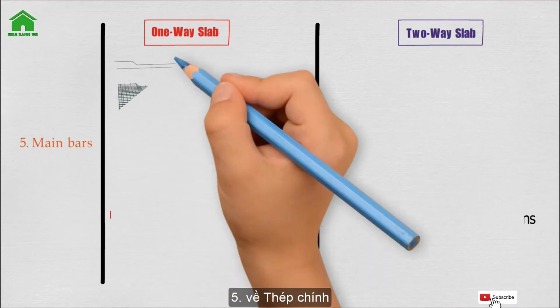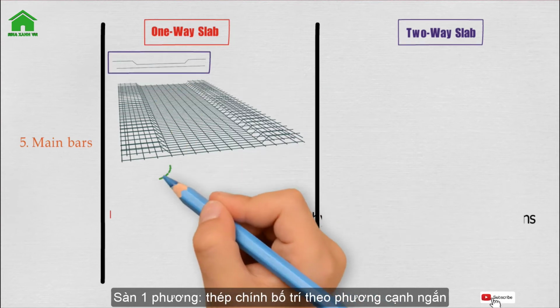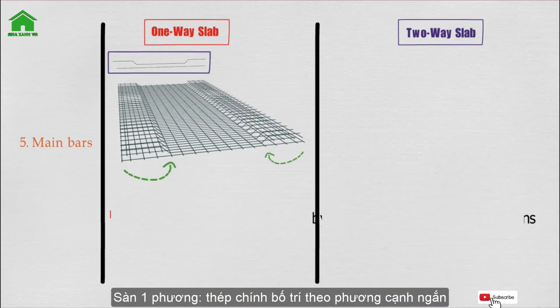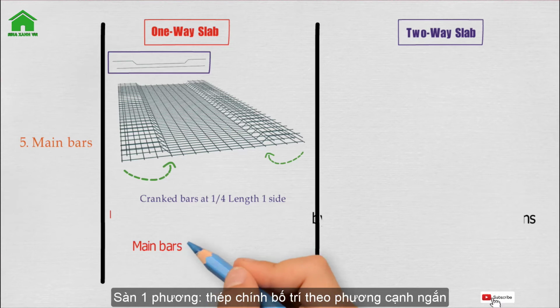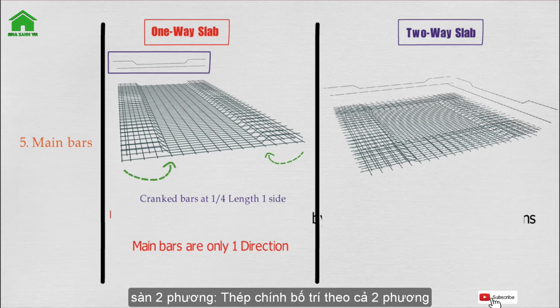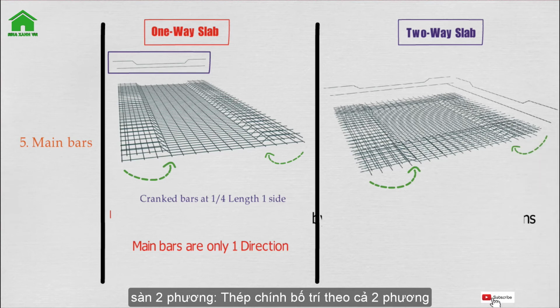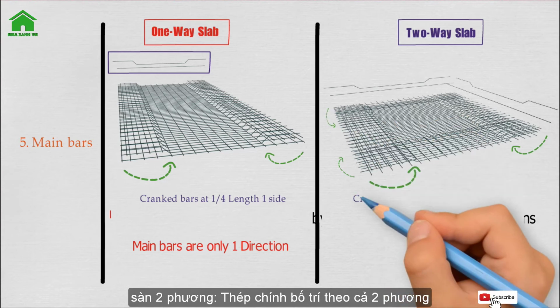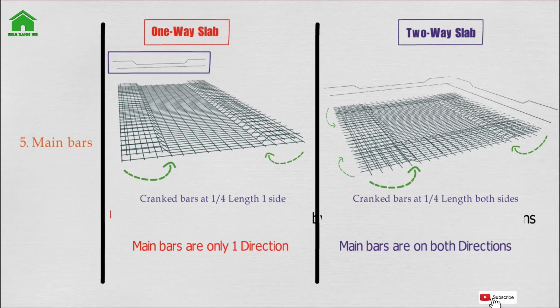Number five, about the main bars. In one-way slab, crank bar at one-fourth length on one side. Main bars are only in one direction. About two-way slab, crank bars at one-fourth length on both sides. Main bars are in both directions.